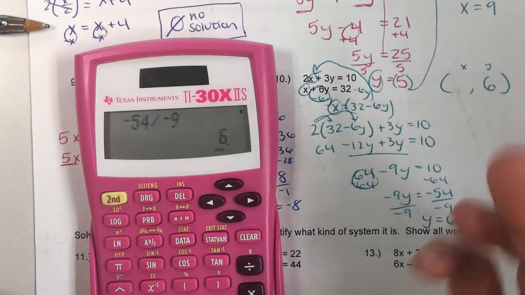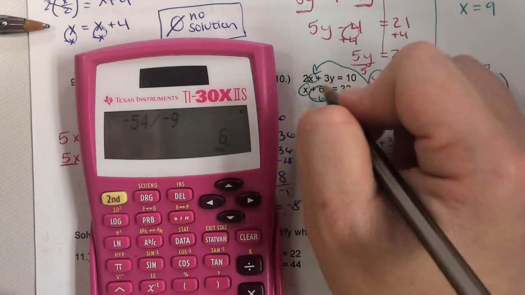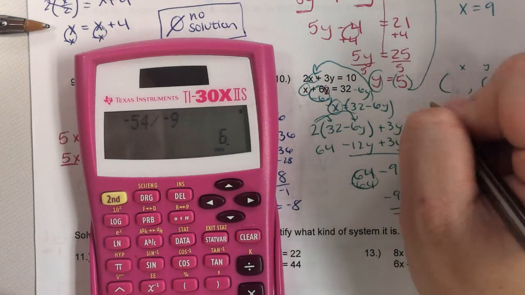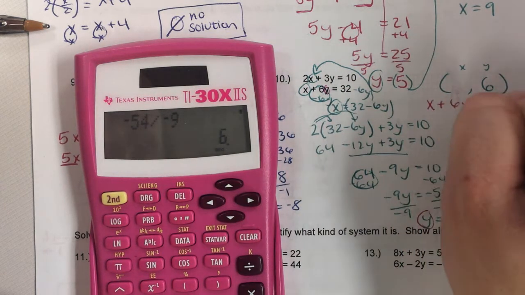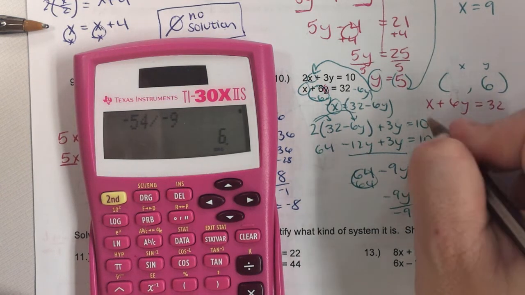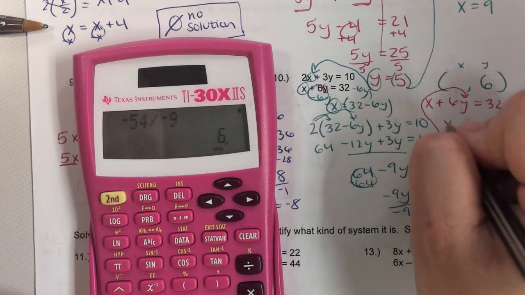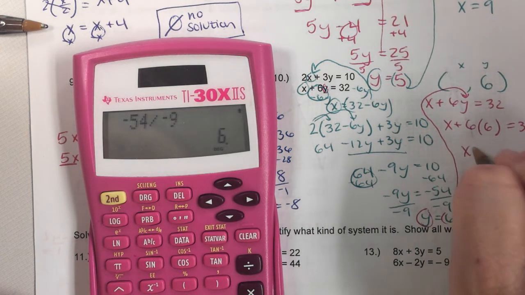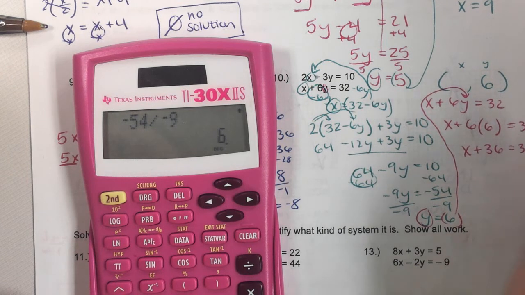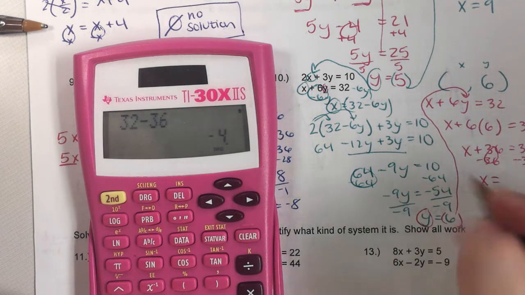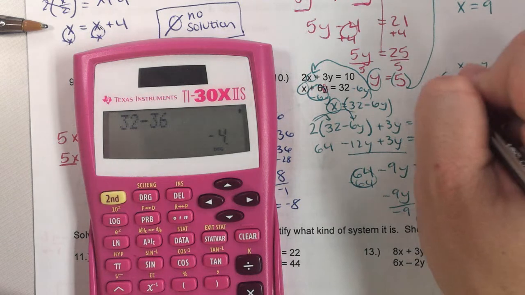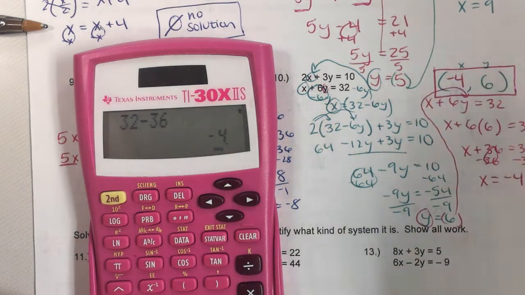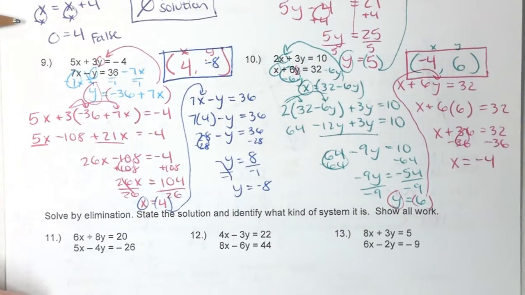So because y equals 6, I'm going to plug in to either equation. I'm going to do the second one. So I get x plus 6y equals 32. And I'm going to replace y with 6. So x plus 6 times 6 equals 32. X plus 36 equals 32. Minus 36, minus 36. X equals negative 4. So there's our solution.